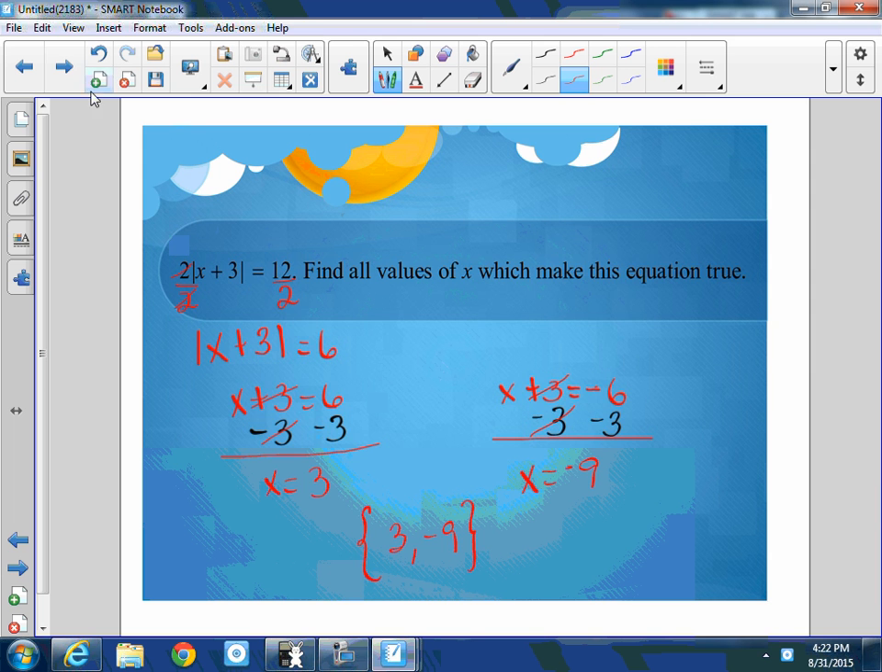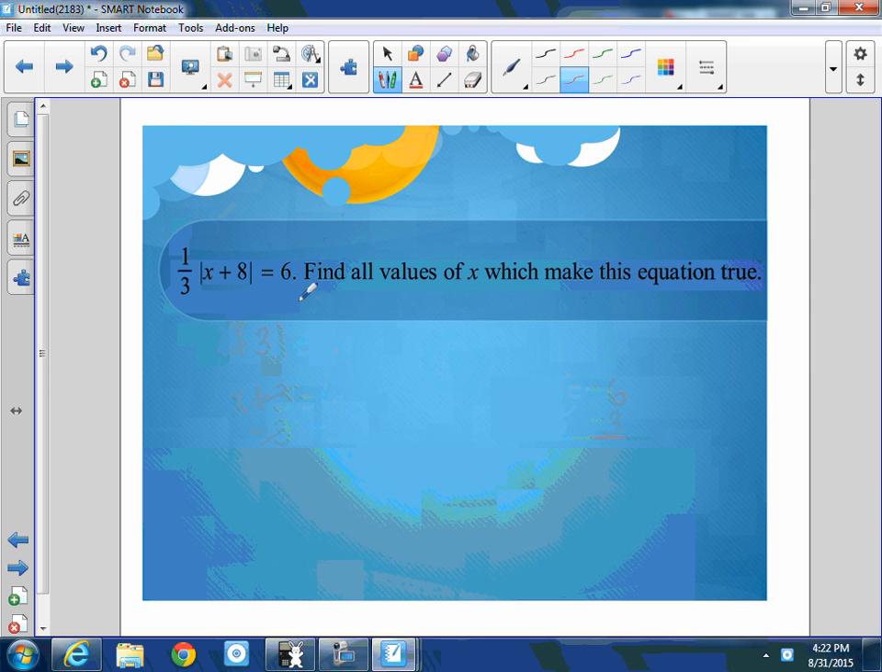So what I want you to do right now is you have one more. You're going to go ahead and you're going to try this on your own. So to get rid of 1/3, I'm going to get you started. You're going to have to multiply by 3. To get rid of 1/3, you multiply by the reciprocal, which is 3/1. And if you do it on one side of the equation, you have to do it on the other side of the equation.